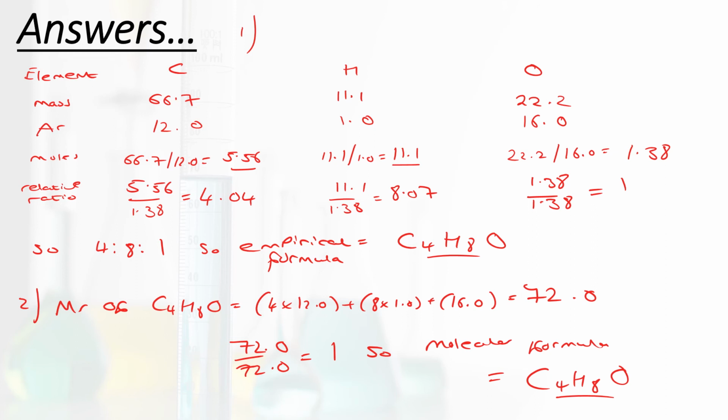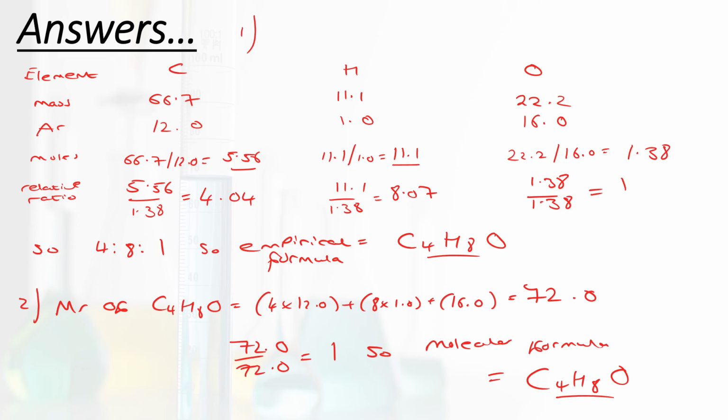We then work out the moles, remembering that moles is the mass divided by the Ar in this case. That's why I would write the mass and then the Ar underneath it to almost visually work out the moles. So the moles of carbon, 66.7 divided by 12.0 is 5.56. Same thing for the hydrogen, gives 11.1 moles, and for oxygen, 1.38 moles.